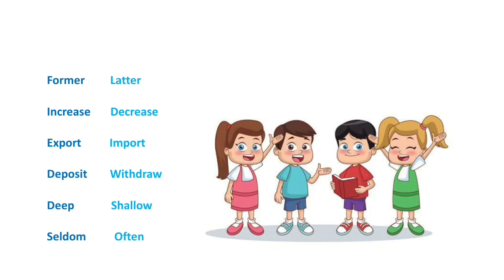Next we have deep, shallow. Deep means a long way down from the surface. For example, the water is very deep in the ocean, and shallow means of little depth. The water in the river is not very deep, it's shallow. Next we have seldom, often. Seldom means not often, rarely, only sometimes. And often means frequently, many times, again and again.